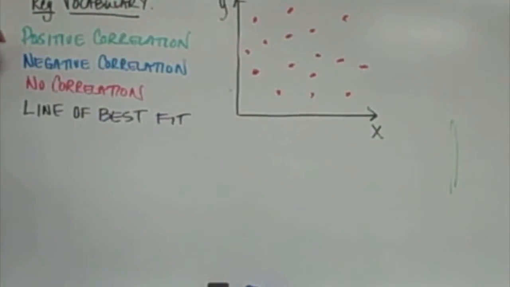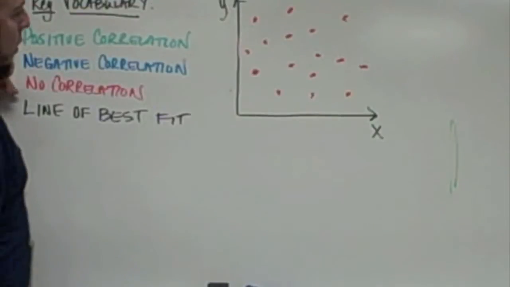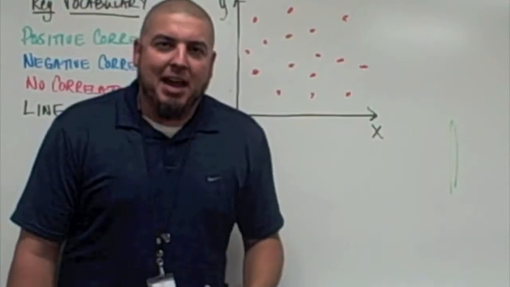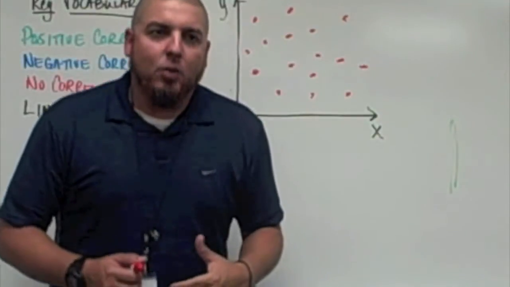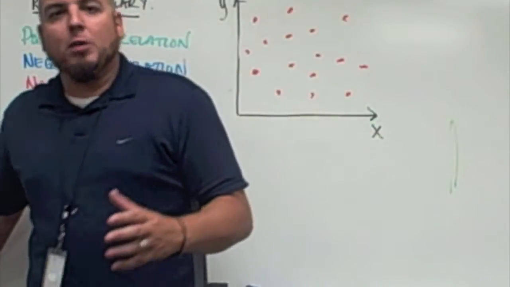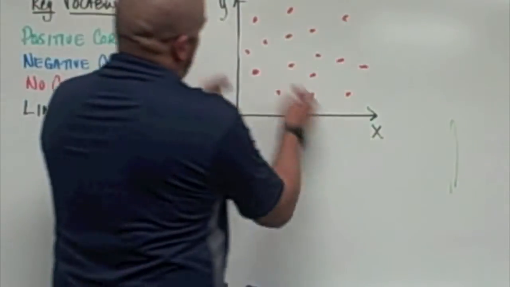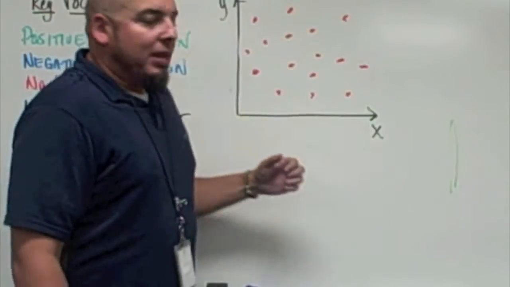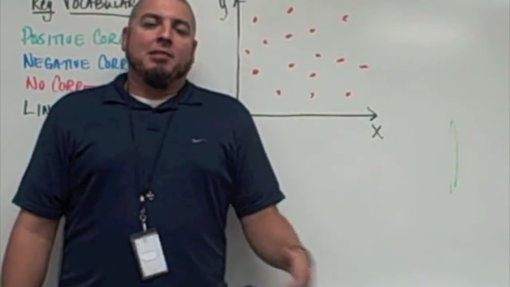So positive correlation, negative correlation, no correlation. So really quickly, I want you to think about this and maybe jot this down in a journal. What kinds of things would go with the positive correlation? What kind of relationships would go with the positive correlation? Because remember, x and y are related. And we'll talk more about that later, but x and y are related.